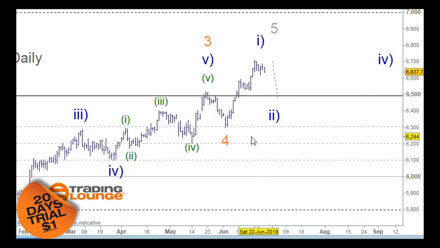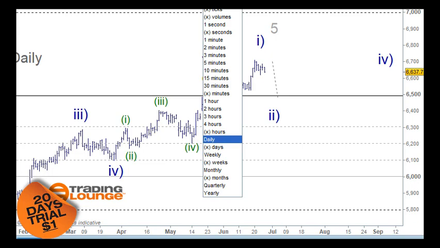So yeah, let's just go in and have a look at this. So all I know at this particular stage is that we should be coming down to the 65. Okay, beyond that I don't know. I need to gather more information.